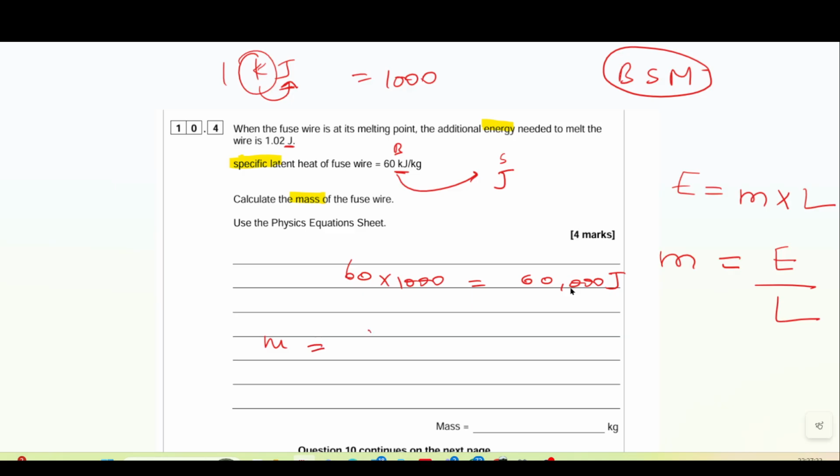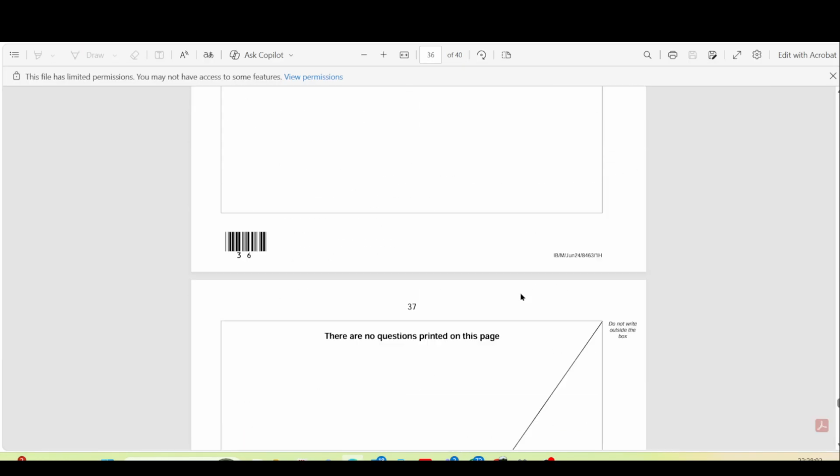Now just plug in the values: mass equals 1.02 divided by 60,000. Exactly. So the answer is 0.000017 kilograms. Yes, absolutely correct. Let's quickly do the last question of this paper.